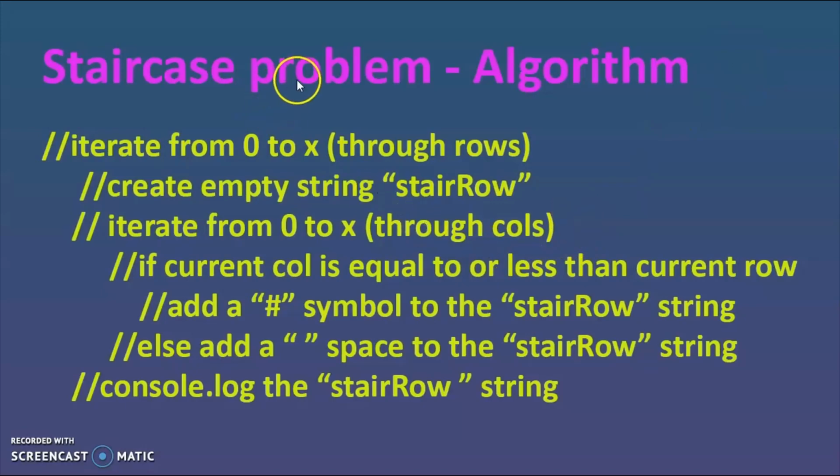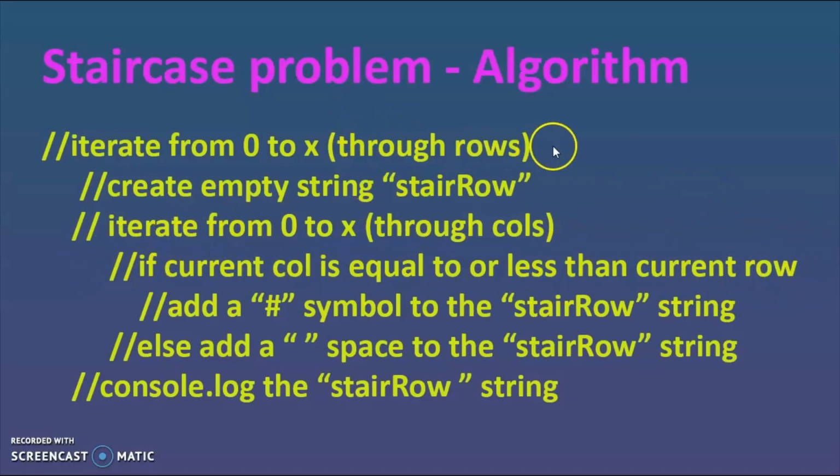So here is the general algorithm that we can use to solve this problem in an iterative manner. So first we need to iterate from 0 to x, which is the input, so that would be through the rows. Then inside there, we'll create an empty string and call that stair row. Then we will iterate with another loop from 0 to x again, so the same input, but this time we will iterate through the columns. Then inside of that loop, we need to do an if statement. And we need to check if the current column that we are going over is equal to or less than the current row. So that is basically this line right here is how we determine this entire algorithm.